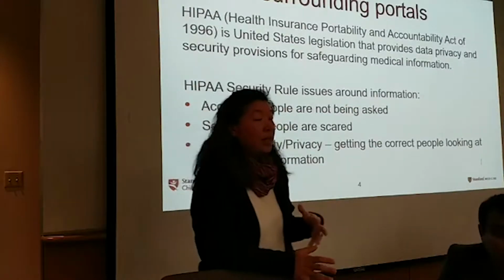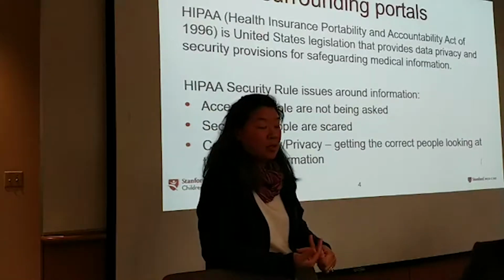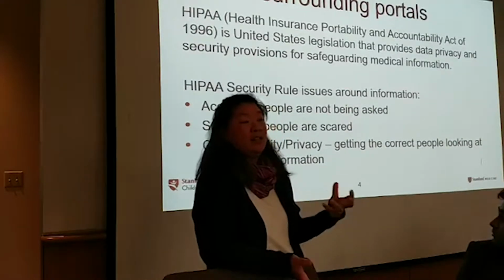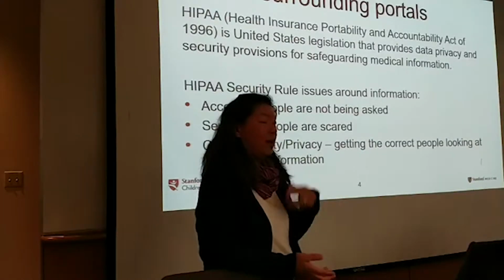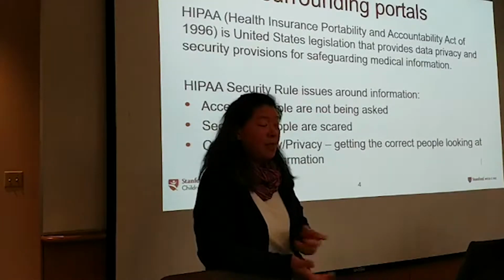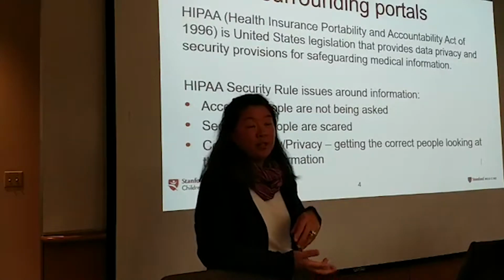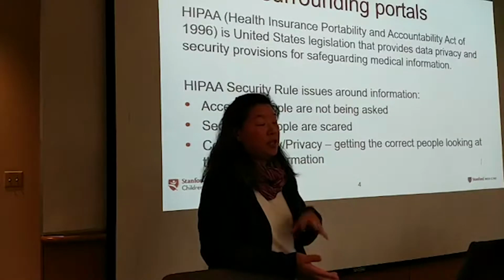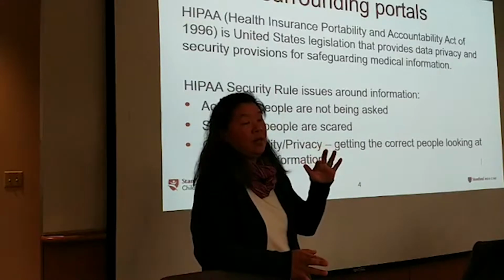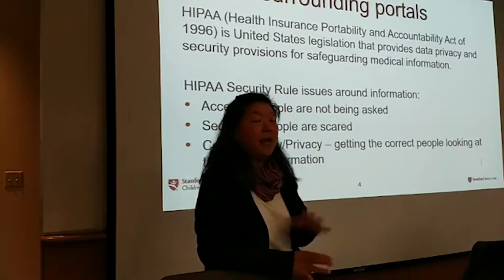So the issues we always look at are access: who has access to the data? Security: people are scared that it is not secure, and you hear all the time about data breaches and security breaches. And confidentiality and privacy: making sure the right people are looking at the right information. The HIPAA Security Rule tries to provide oversight and legislation to control and manage all of these things properly.